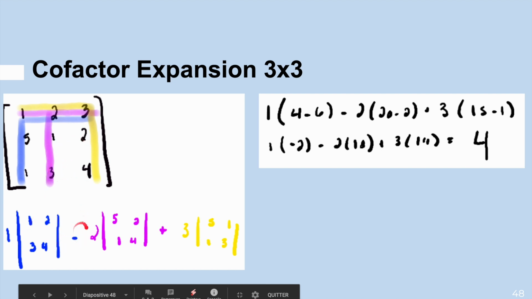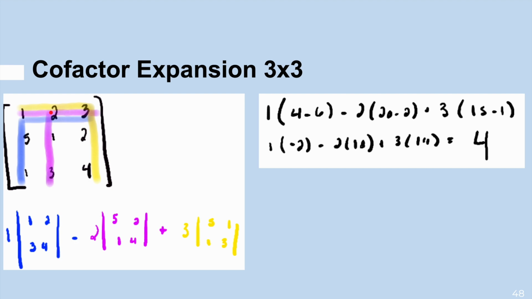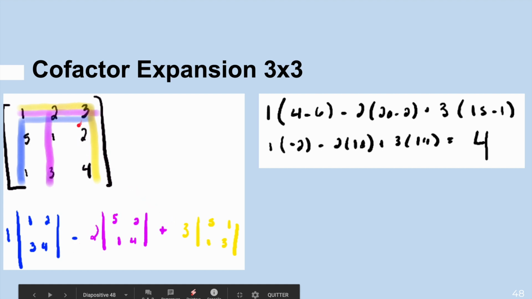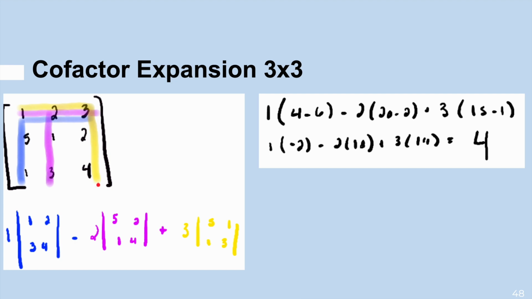Now we're going to subtract 2, which is at the junction of these two purples, multiplied by the determinant of everything that is not colored in purple. So 5, 2, 1, 4. Now we're going to add, so plus, minus, plus, 3 times the determinant of what is not colored in yellow. So 5, 1, 1, 3.